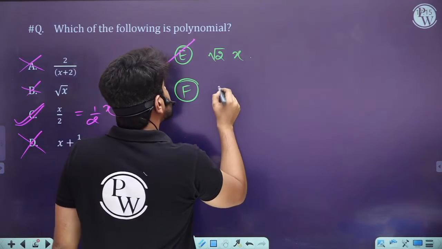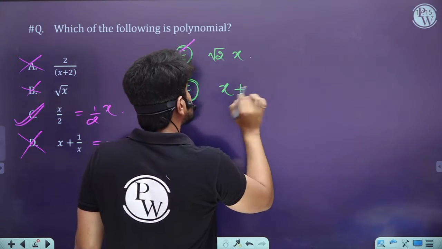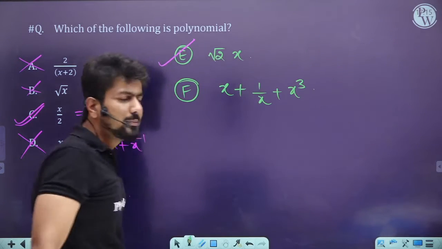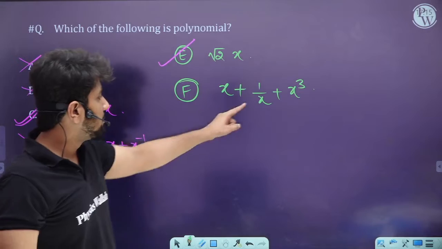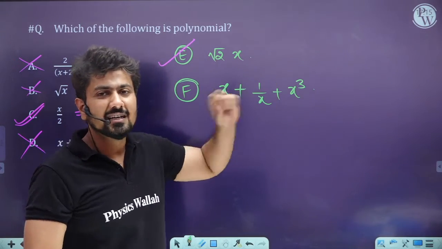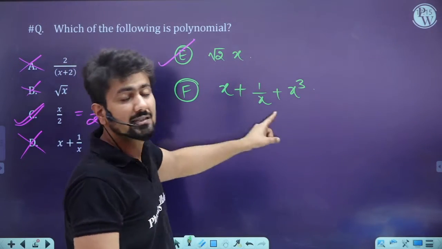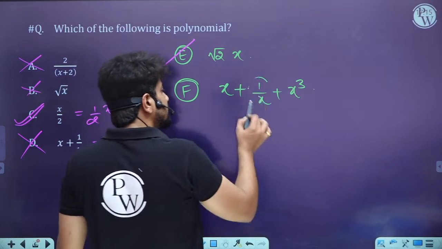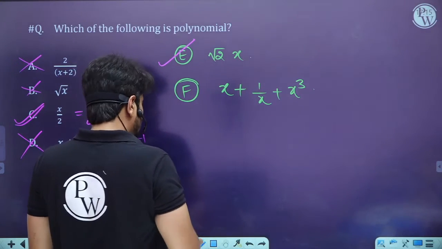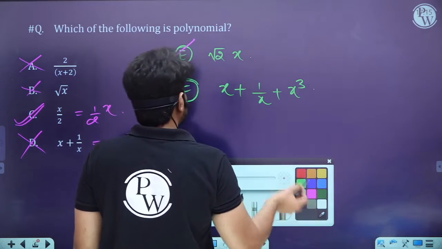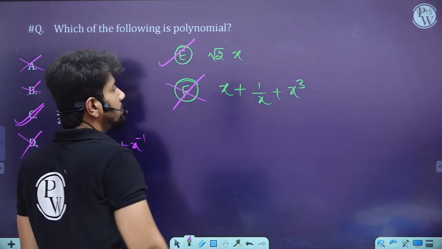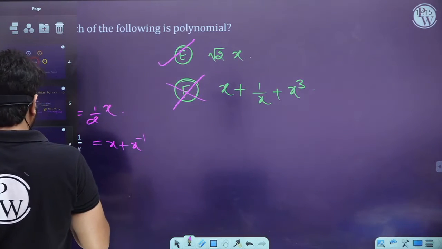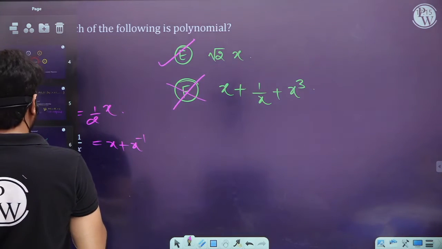Option F, let's say x plus 1 by x plus x cube. Is this a polynomial? This is not a polynomial because we have x in the denominator. It means that the power of variable x is minus 1 in this term. So the power of the variable cannot be anything other than a whole number. So this is not a polynomial. I hope you understood the basic definition of a polynomial.